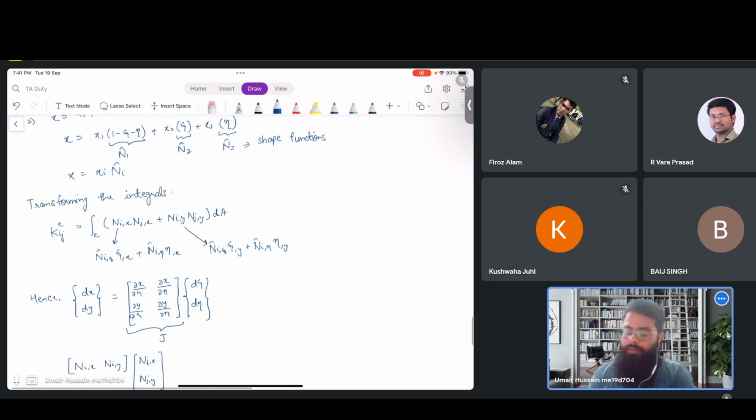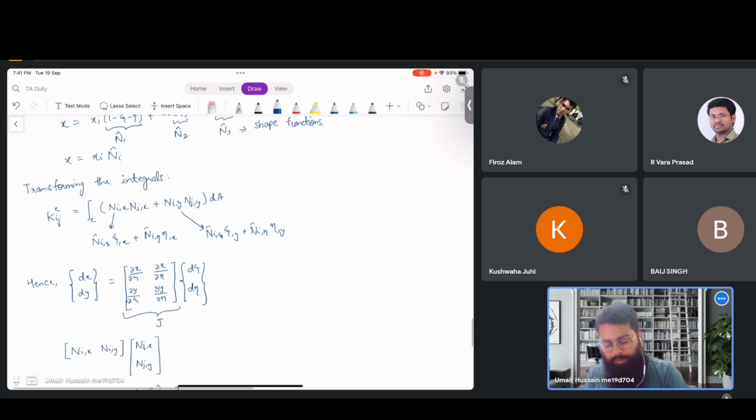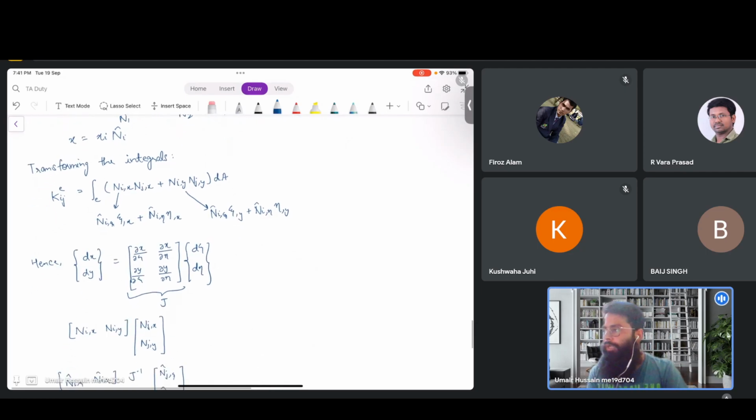Now, when we are changing our domain from the given physical space to the natural coordinate system, we'll have to change our integral and all the derivatives involved. So here again, like we used to use the Jacobian for that. Similarly, we'll need a Jacobian here as well.